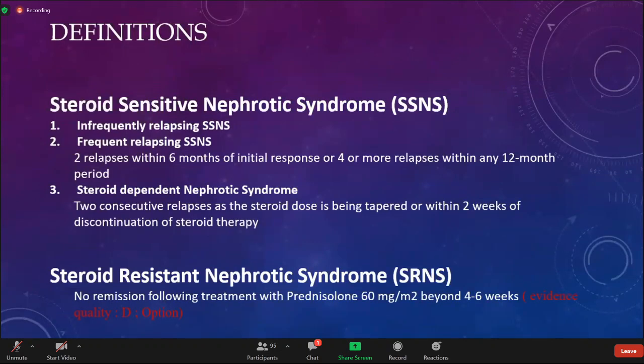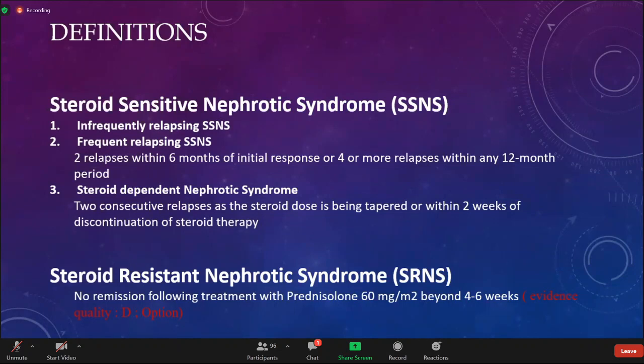Now, this is the clinical classification I have mentioned, steroid-sensitive nephrotic syndrome and steroid-resistant nephrotic syndrome. You should have some idea regarding these definitions. For example, infrequent relapsing nephrotic syndrome means that if you have less than 4 episodes for a year, it's infrequent. If you have 2 relapses within 6 months or 4 or more within any 12 months, it is a frequent relapse. Then you have the steroid-dependent. The definition is 2 consecutive relapses as the steroid dose is being tapered or within 2 weeks of stopping.